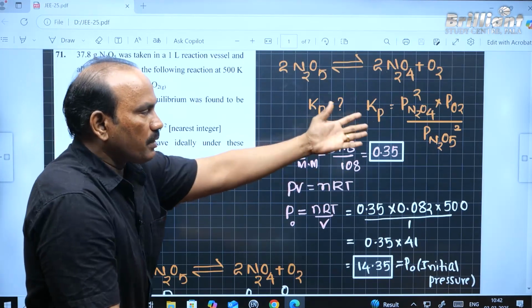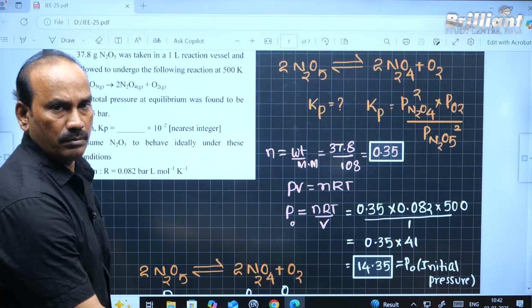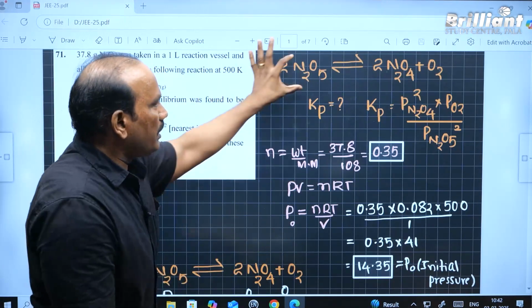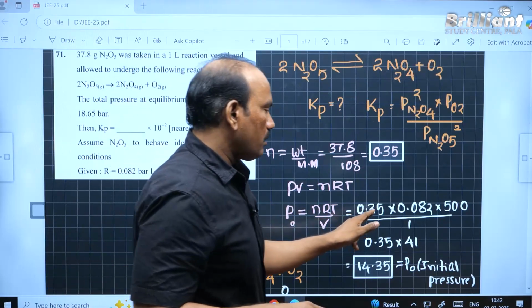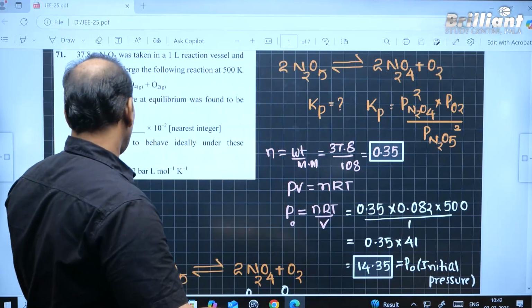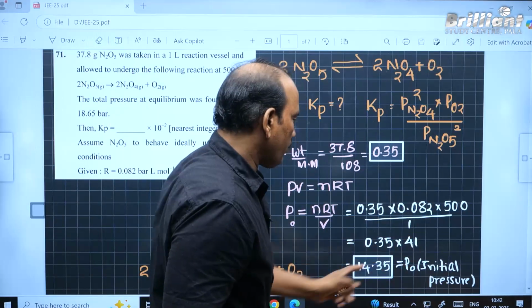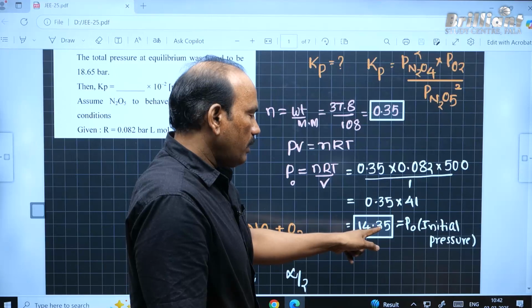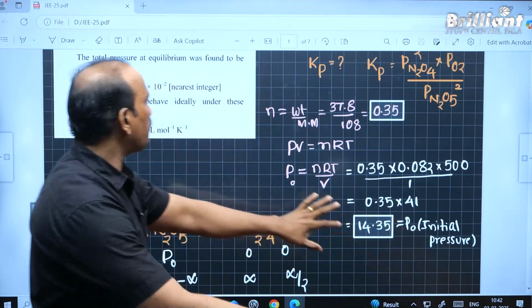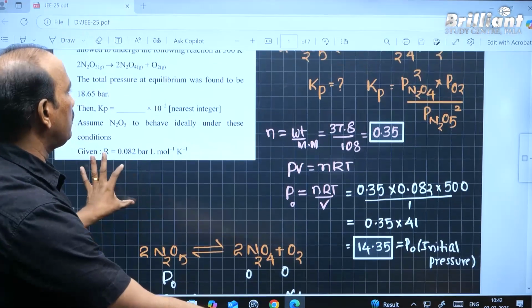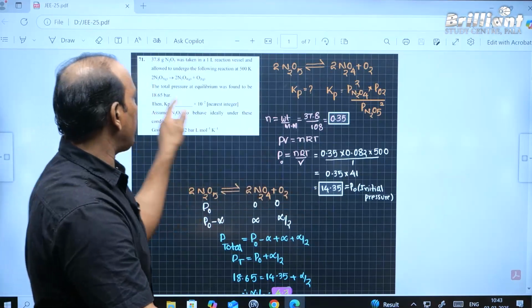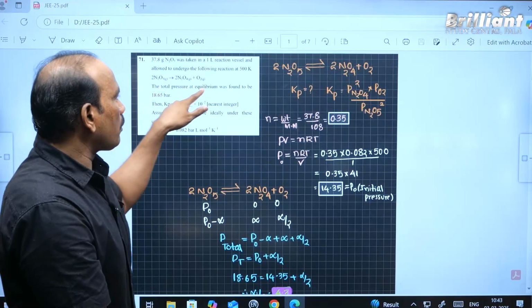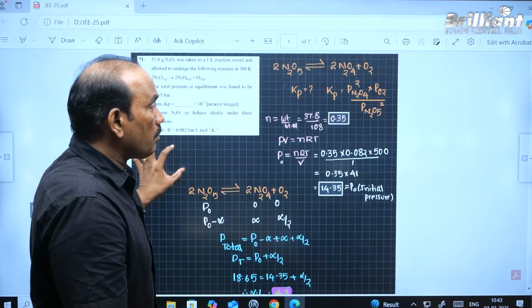Next, we want the pressure. PV equals nRT. Then P, the initial pressure, equals how much? What is the initial pressure? 0.35 into 0.082 is given and 500 by 1. Okay? What is the value? This is 14.35. This is the P0 value, the initial pressure. Now, we want to find out the given total pressure at equilibrium. Total pressure at equilibrium.